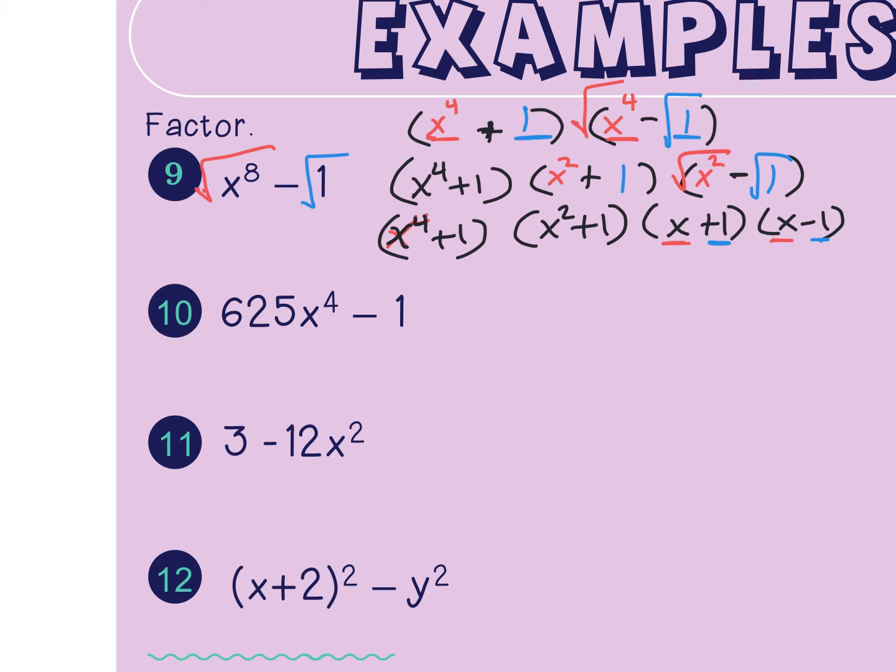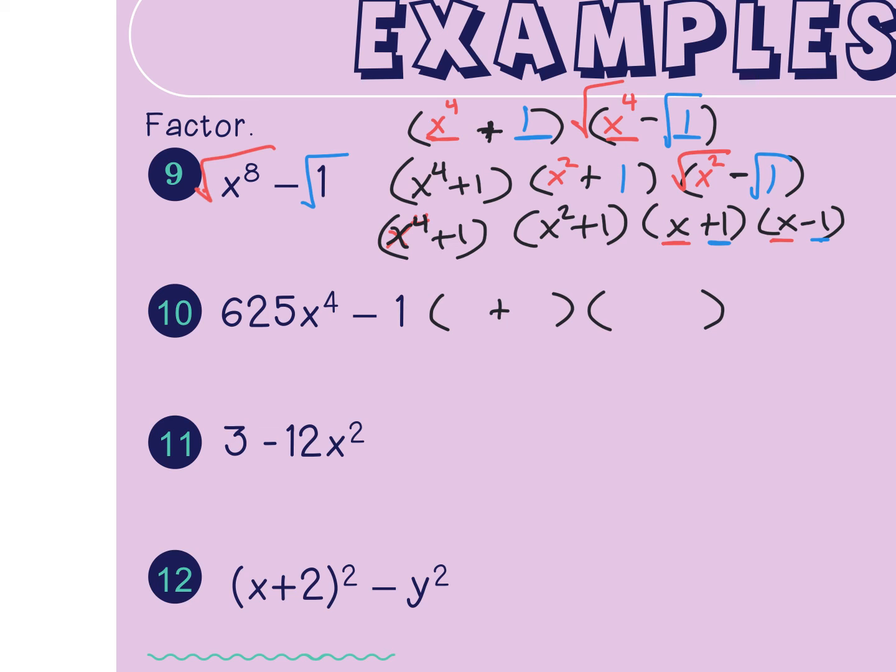Same scenario is going to happen on the next one. Now I know I just mentioned to memorize the perfect squares up to 20. 625 is kind of a common one that you may see quite often. When you square root 625, it's 25. So I'm going to go ahead and set up my binomials.